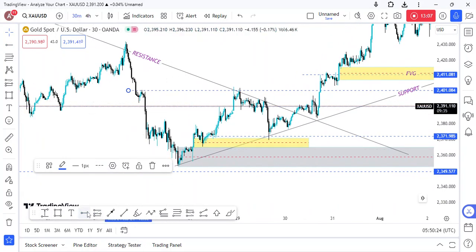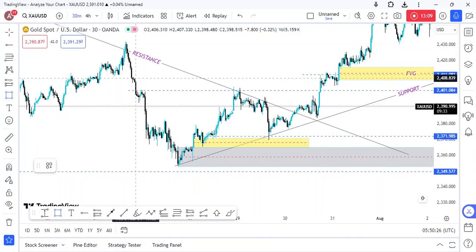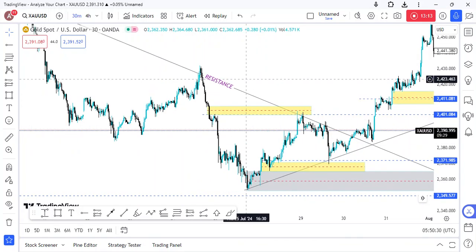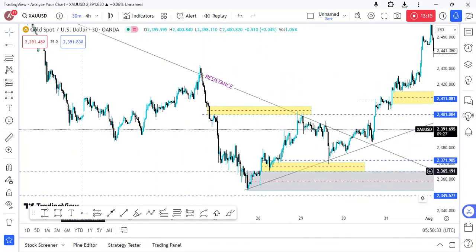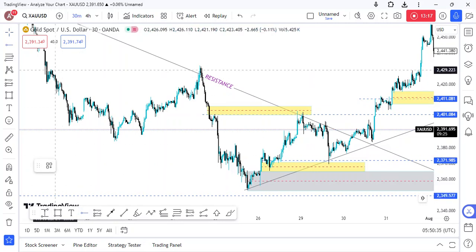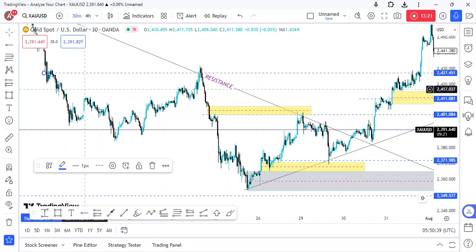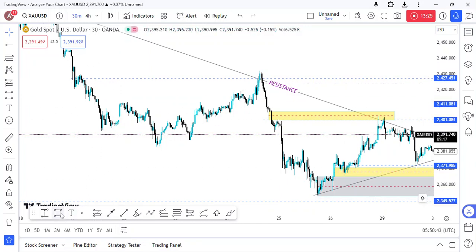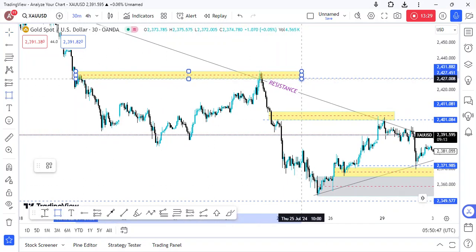And what do you see? You see a fair value gap there. Guys, the market touched the trend line here too. So now put it there, and you see a gap there too, okay? See, there's a gap there. This one, this one.